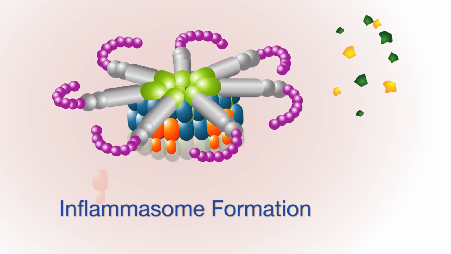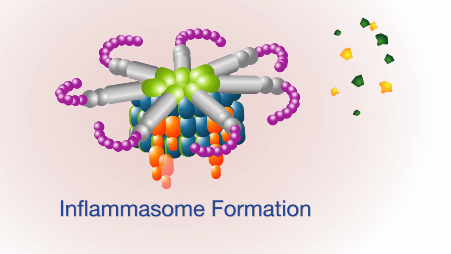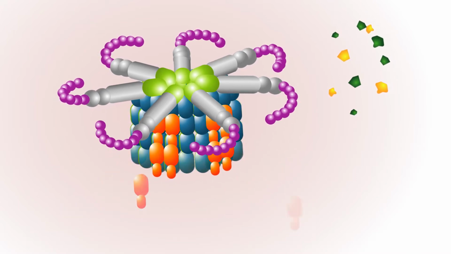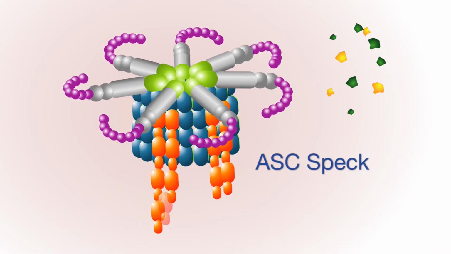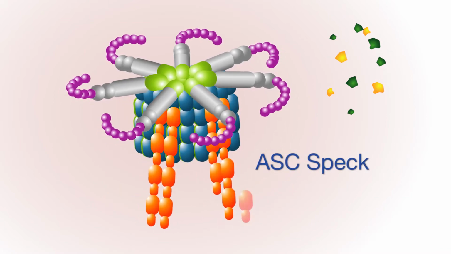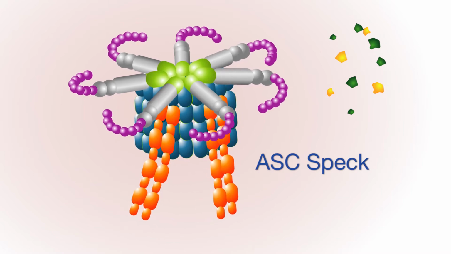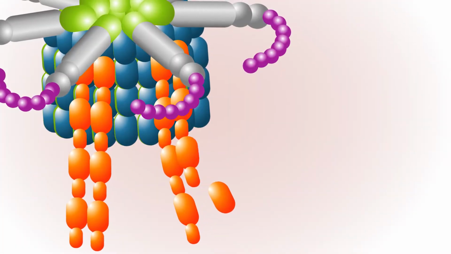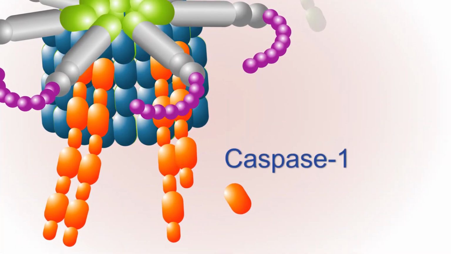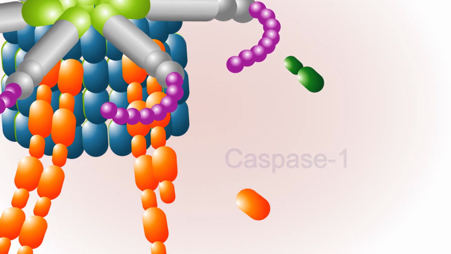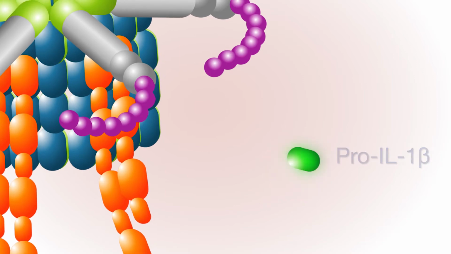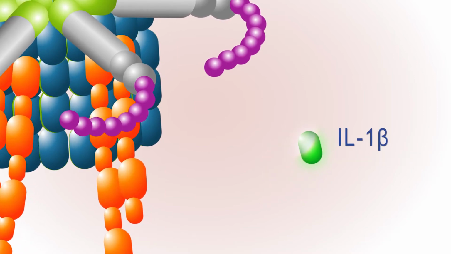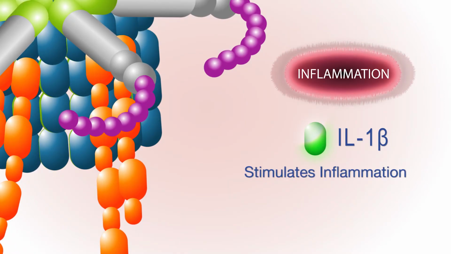The inflammasome continues to recruit ASC and procaspase-1, forming a large filamentous signaling platform known as an ASC speck. This provides a scaffold for recruitment of more procaspase-1 molecules and triggers conversion of procaspase-1 to its active form, caspase-1, which is released from the speck. Caspase-1 cleaves cytokine pro-IL-1 beta to its active form, IL-1 beta, a powerful stimulator of inflammation.